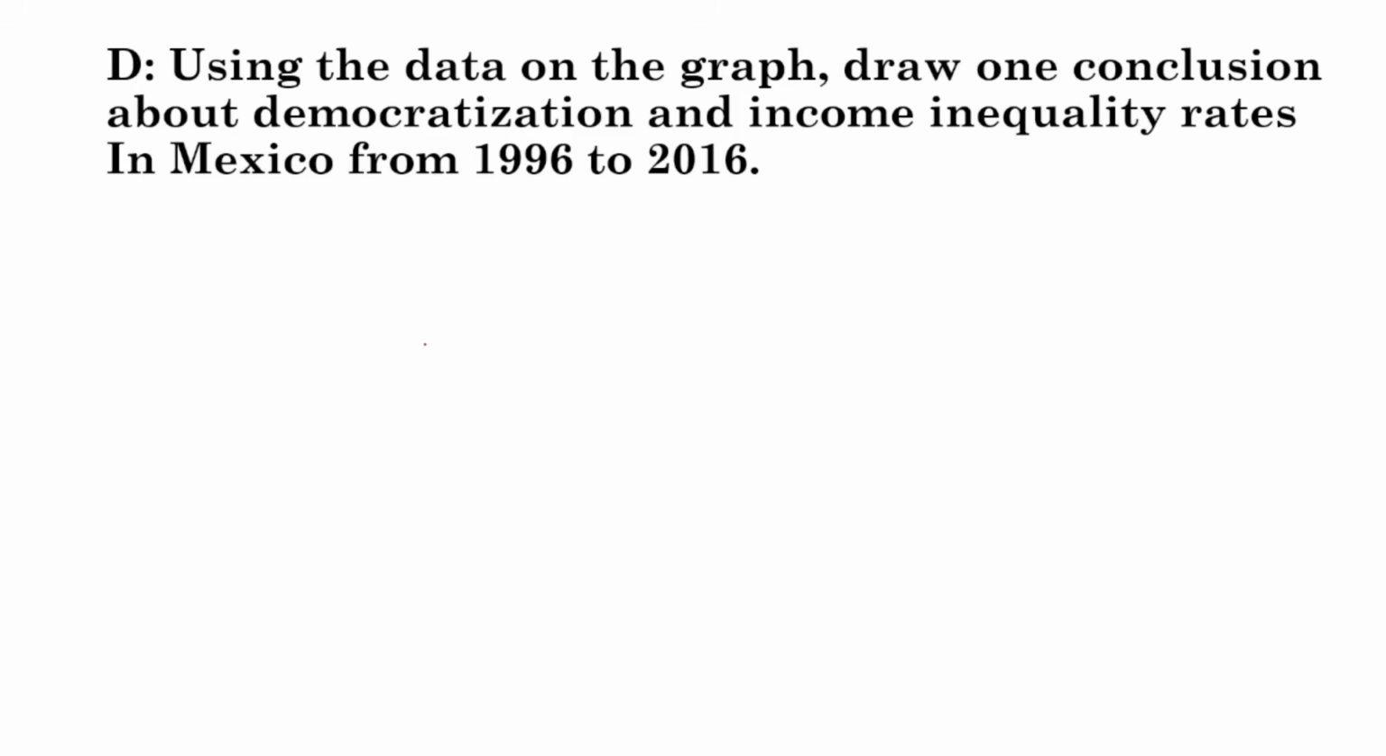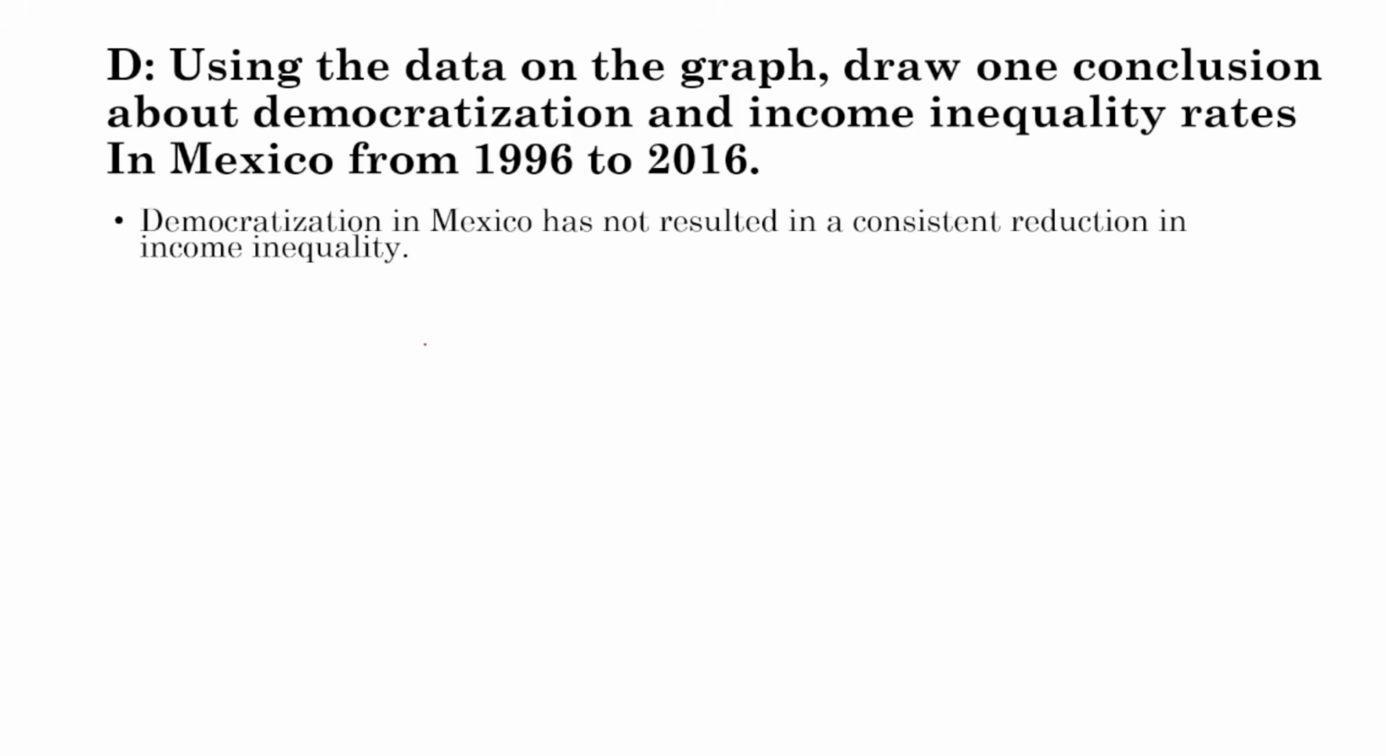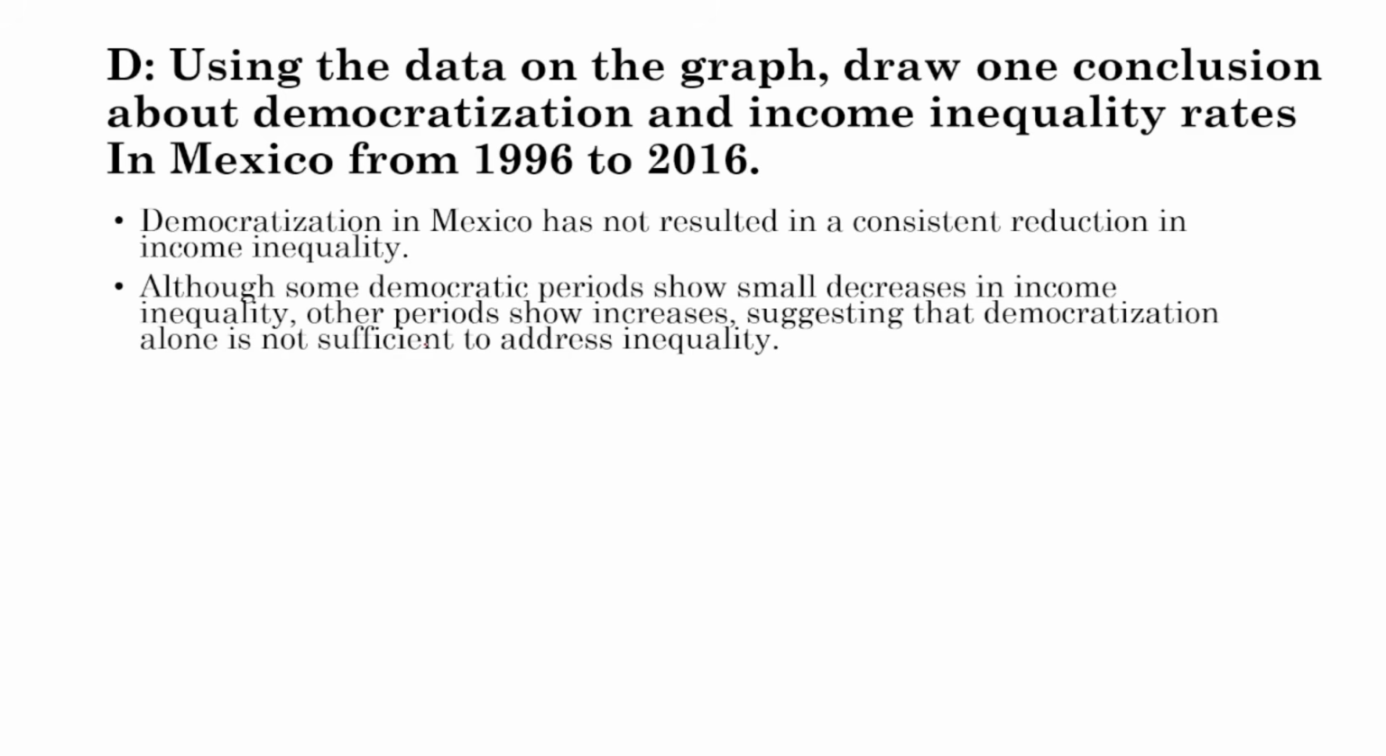A very simple response, probably the best response for this prompt, would have been that democratization in Mexico has not resulted in consistent reduction in income inequality. That's it. That's your conclusion. If you wanted to elaborate further, you could talk about how it's fluctuated. So, for example, although some democratic periods show decreases in income inequality, you don't really have to say small, that's not necessary, other periods show increases, suggesting that democratization alone is not sufficient to address inequality. That's another really great response for this prompt.